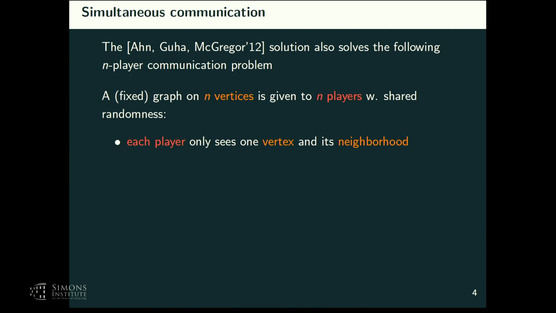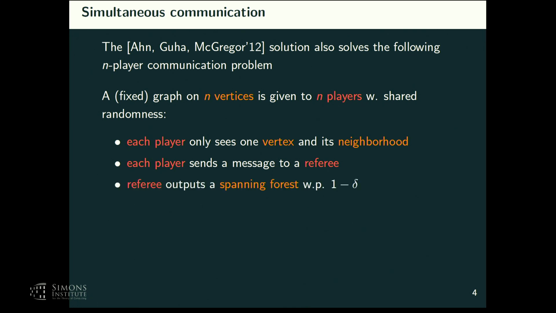This input graph is distributed to n players such that each player only sees the name of one vertex and the names of its neighborhood. Then, based on what they see, they each send one message to a special player called the referee. The referee must output a spanning forest with high probability based on all these messages. And of course, in the communication model, the goal is to minimize communication.